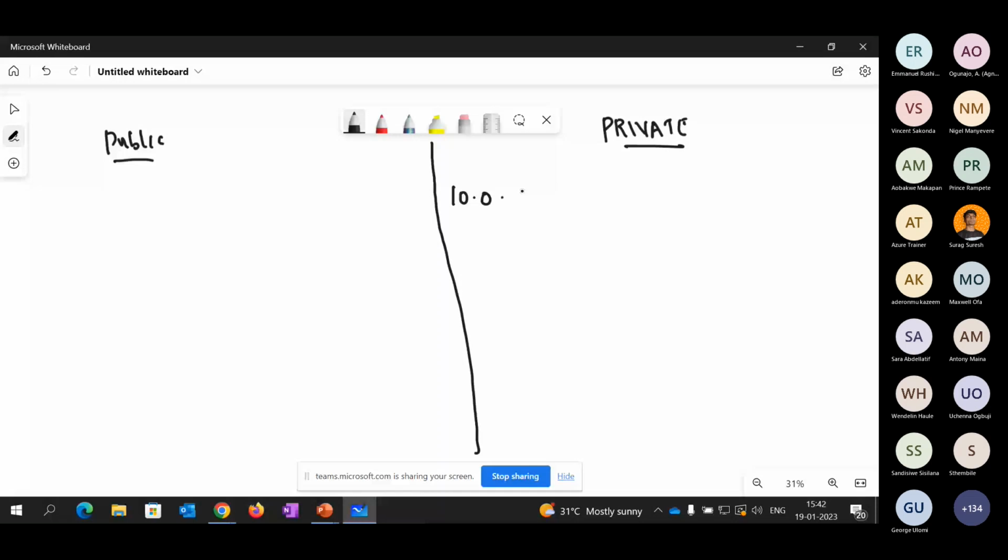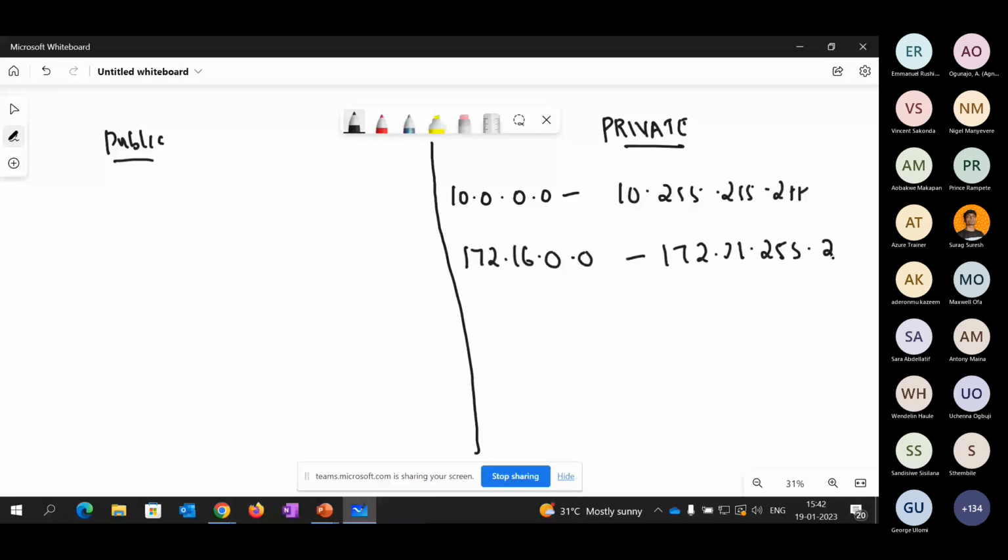10.0.0.0 to 10.255.255.255, 172.16.0.0 to 172.31.255.255, or you can use 192.168.0.0 to 192.168.255.255. These are the private IP addresses generally used internally.